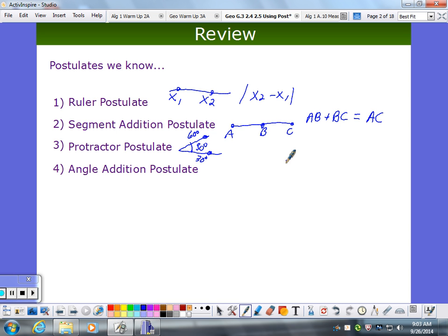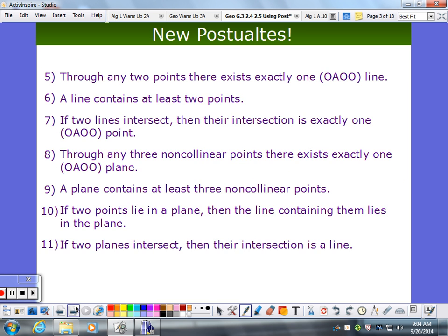And then the angle addition postulate said if you have adjacent angles, I guess it does have to be adjacent, that make up a bigger angle, then if this is angle 1 and this is angle 2, and this whole thing is angle 3, then the measure of angle 1 plus the measure of angle 2 equals the measure of angle 3. So these are the postulates we know so far. Correct? Correct. So here's a whole batch more.